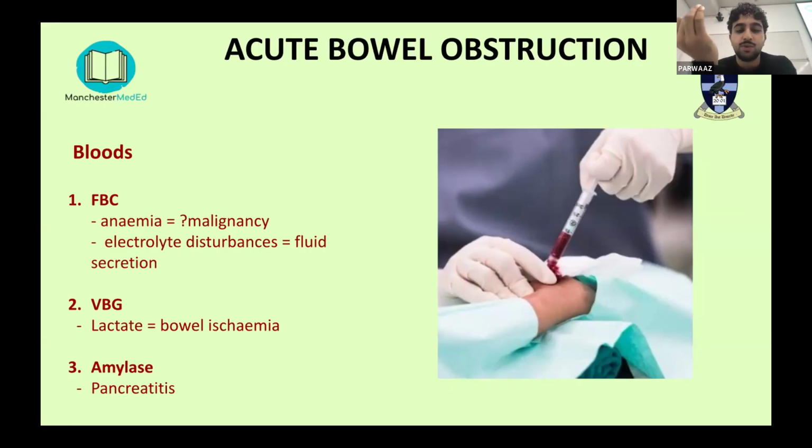VBG, like I said again, for the same reason of bowel ischemia. So if you think about your bowel being obstructed and twisting on itself for whatever reason, it's very likely to go on and become ischemic, which warrants a laparotomy. So always do VBG in these patients. And amylase. Amylase is a really interesting thing. So anyone with abdominal pain, you should always do an amylase just to rule out pancreatitis, because it can present in slightly different regions in clinical practice. So as a good rule of thumb, always mention amylase as your bloods when you're speaking in OSCEs, etc.